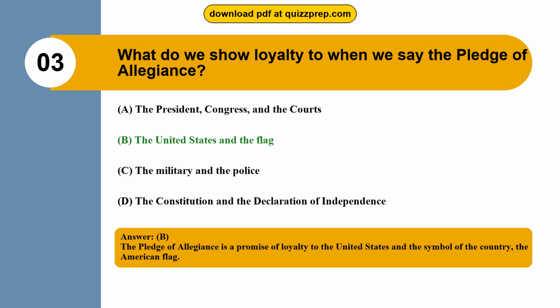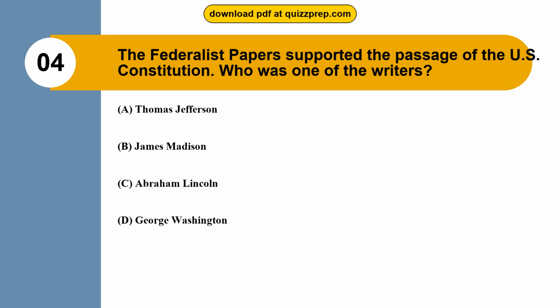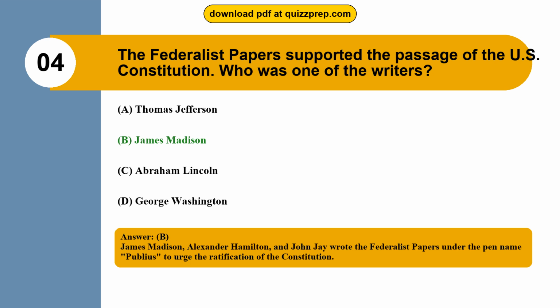American flag. Question 4. The Federalist Papers supported the passage of the U.S. Constitution. Who was one of the writers? Option A. Thomas Jefferson. Option B. James Madison. Option C. Abraham Lincoln. Option D. George Washington. The correct answer is option B. James Madison. James Madison, Alexander Hamilton, and John Jay wrote the Federalist Papers under the pen name Publius to urge the ratification of the Constitution.